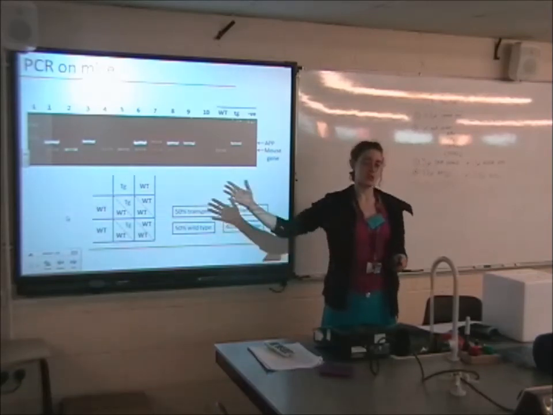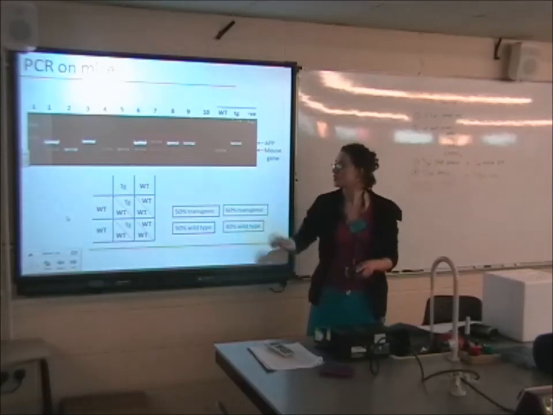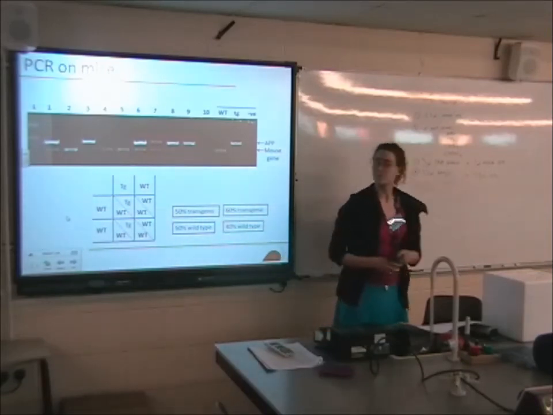If we were to do lots and lots and lots of mice over a long time, we find the numbers get closer to 50-50. So that tells us that our mice are normal.